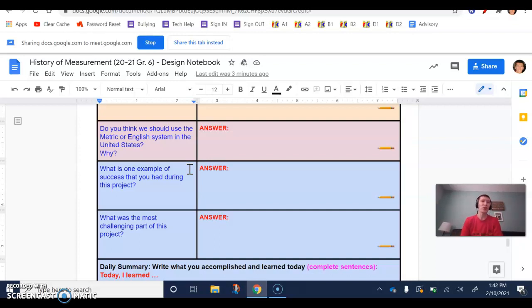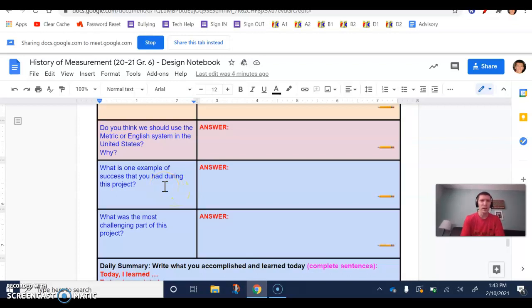And I'm going to encourage you to think deeper than just saying the English because I'm used to it. Because if we're thinking of hundreds of years down the road, what do you think will be better for our country? Give reasons why. And the last two questions, what is one example of success that you had during this entire project? So think from day 1 all the way up to day number 5 right now. Give one example of success.